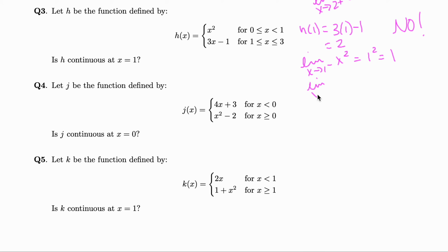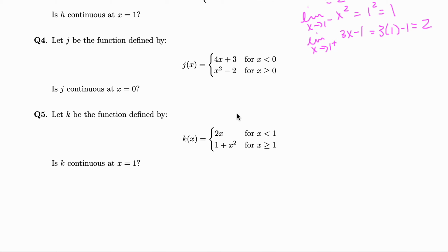Just for the sake of it, I'll go ahead and write out the limit from the right as well, which again would be direct substitution into my second function rule. So I would get 3 times 1 minus 1, which is the same as my output value of h of 1, which is just going to be 2. All right, moving on to question number 4.